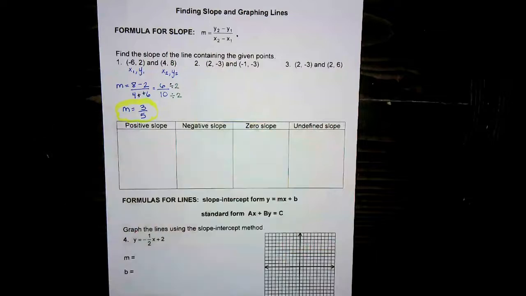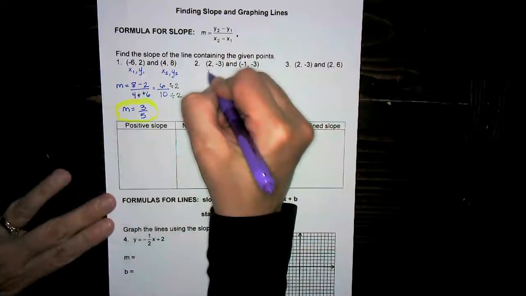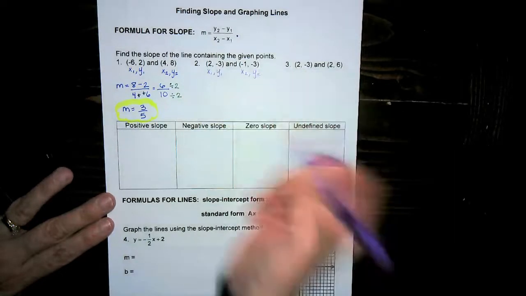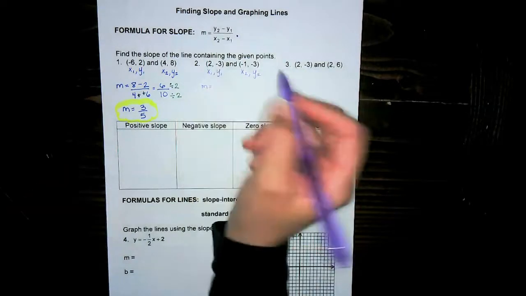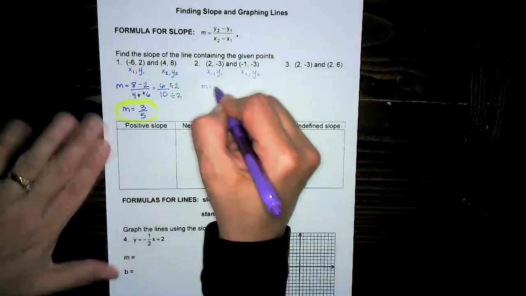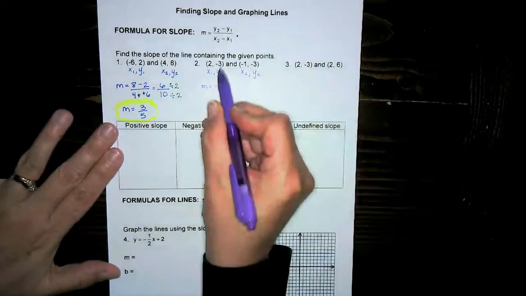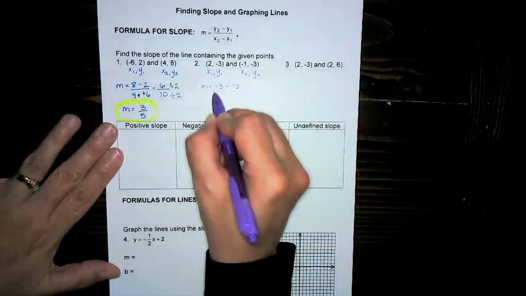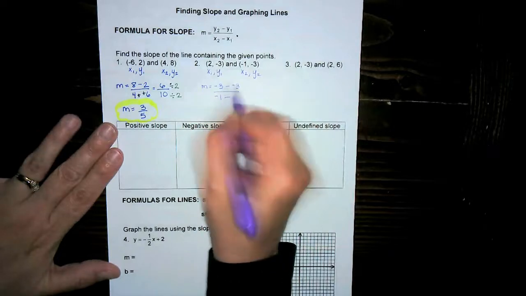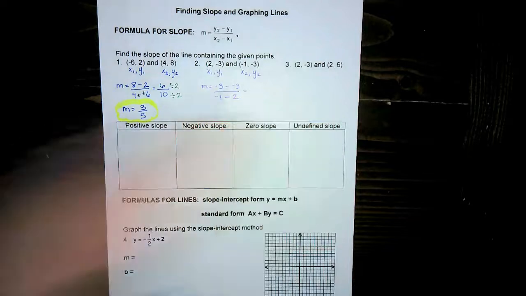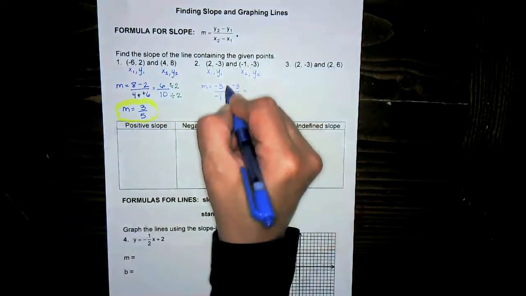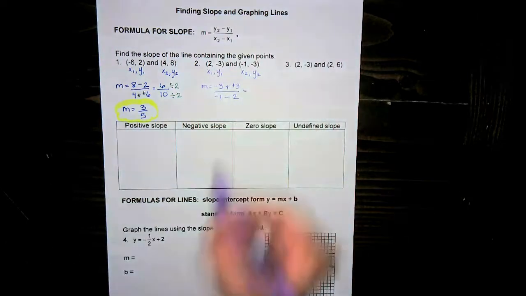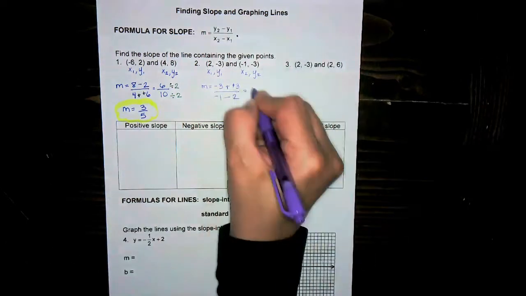Let's identify these as x1 and y1, x2 and y2. And now we'll make our substitutions. So y2 here is negative 3 minus y1, which is also negative 3. Watch the minus and negative there. And then x2 is negative 1 minus x1, which is 2. Just like we did before, we'll change that subtraction to an addition and change the sign of the next number there. So negative 3 plus positive 3, that is 0.